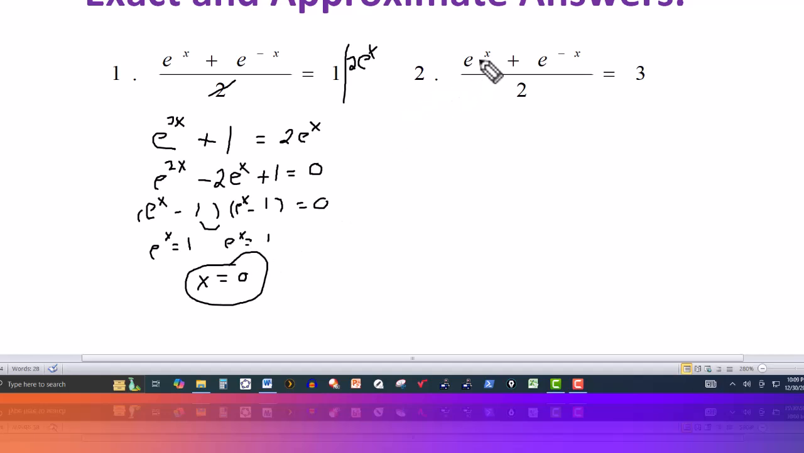And notice on the second one, if I let x be 0, I get e to the 0 plus e to the 0. That's 1 and 1. It's 2. 2 divided by 2 is 1. Doesn't give me the 3, so that's not going to work.